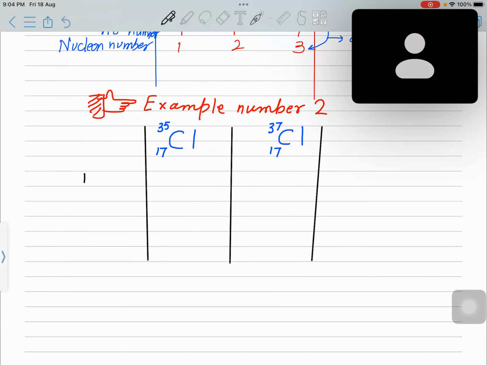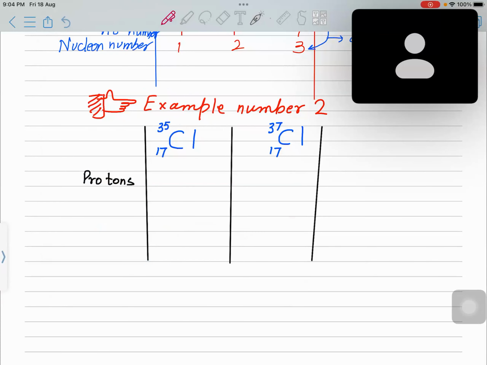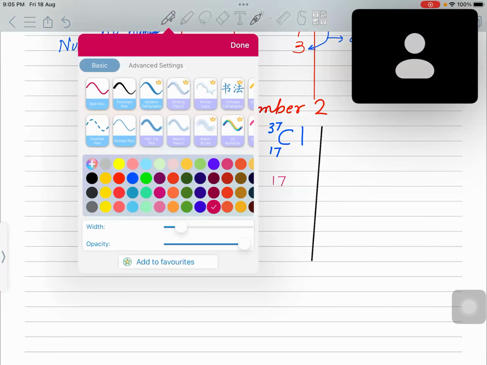Beta, can anyone tell me how many protons there are? Are you listening to my voice? Yes, sir. The proton number here is 17. So the protons are 17 here, 17, and also the electrons are 17 in both. Both are 17. Very good. And what about the electrons? Electrons are also the same, 17.